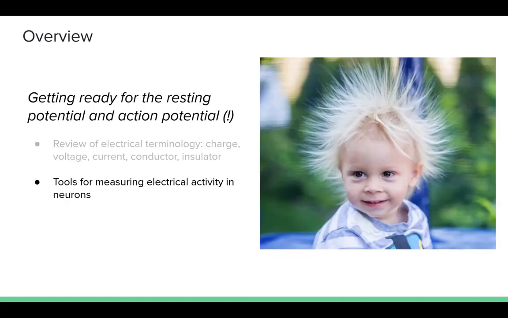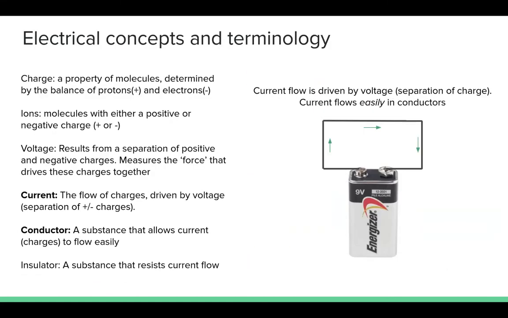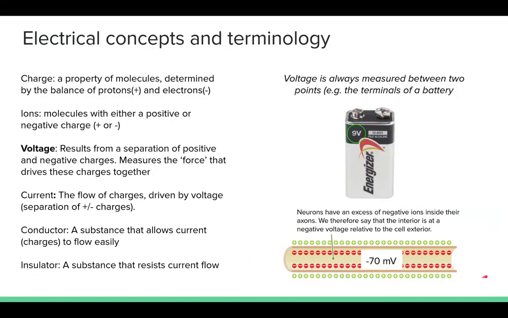All right, so I said a moment ago that it was possible to actually measure the voltage that exists between any two points that have a separation of charge. And you could imagine it's pretty easy to hook a voltage measuring device up to a battery like this. But how on earth do we actually measure these things in neurons?